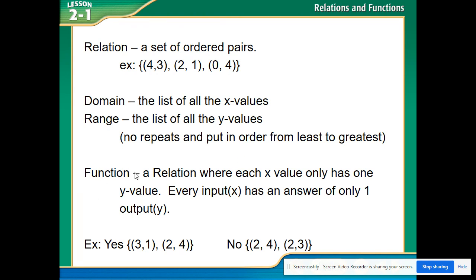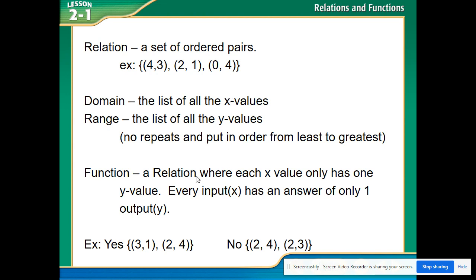All right, so what is a function? A function is a special type of relation where the x value has only one y value. Every input, like the 4, the 2, and the 0, has only one output. The 4 has an output of 3. The 2 has an output of 1, and 0 has an output of 4.